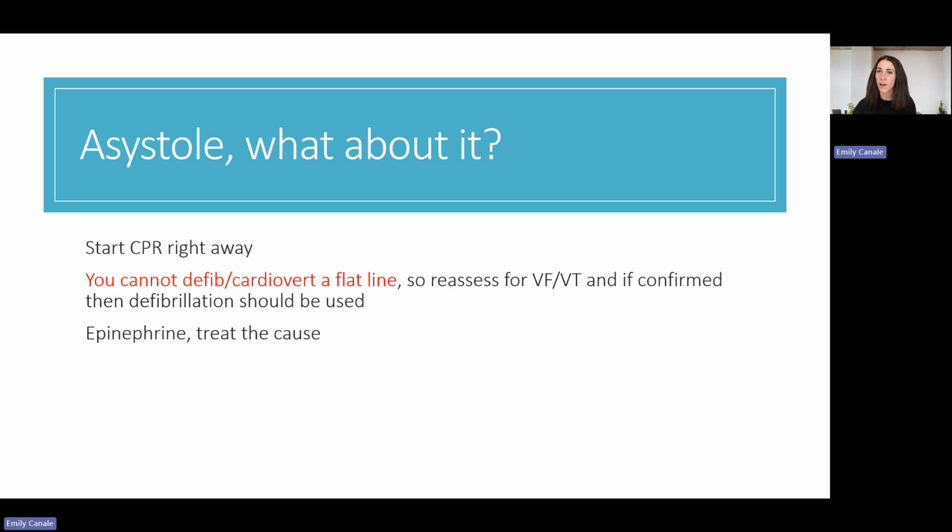The big difference here with something like asystole versus VFib is that you cannot defib or cardiovert a flat line. So we continue to do pulse checks, we continue to do monitor checks to see if they have gone into something like VFib, because then I could defibrillate. If I can see VFib, then I definitely am going to defibrillate. But if the second lead continues to show a flat line, it's continued to be in asystole, then I'm just going to continue with CPR, epinephrine, and treating the cause. Simple.